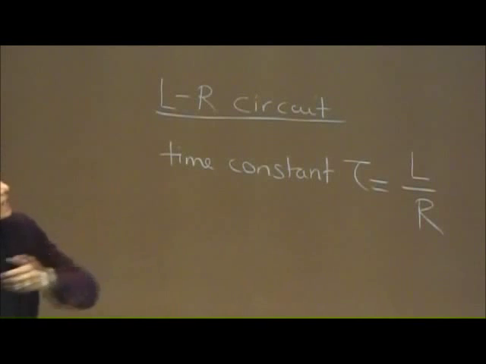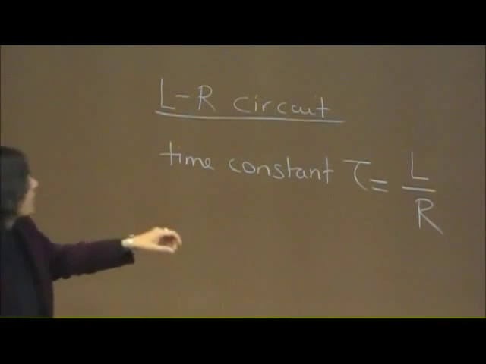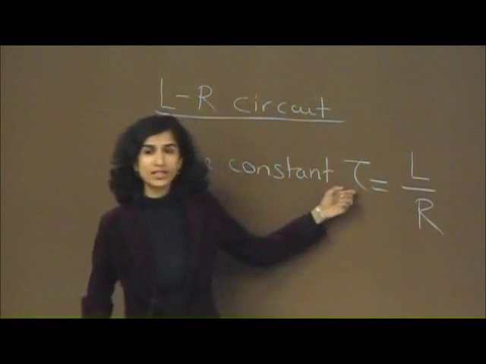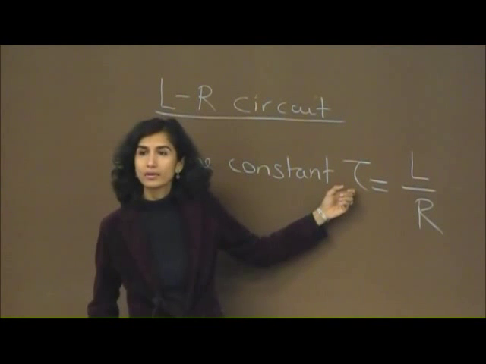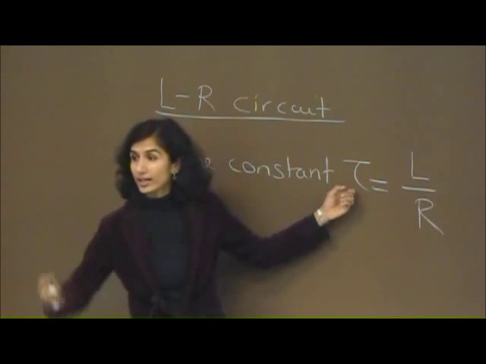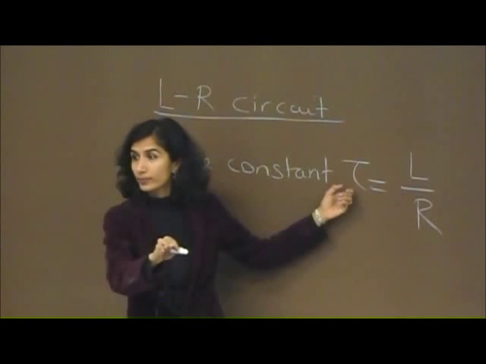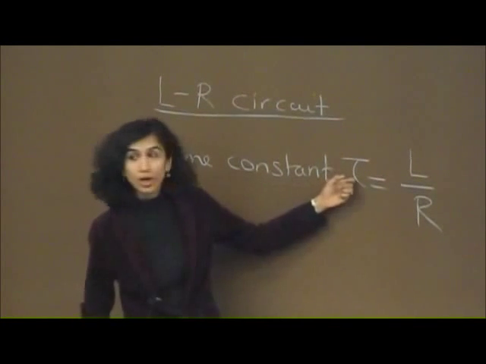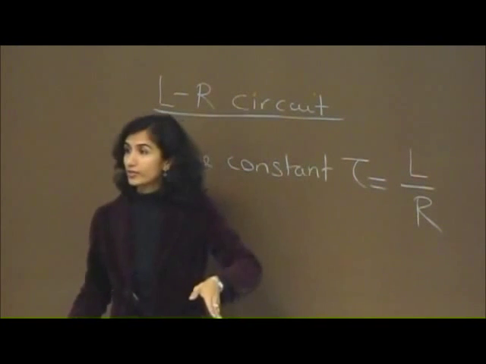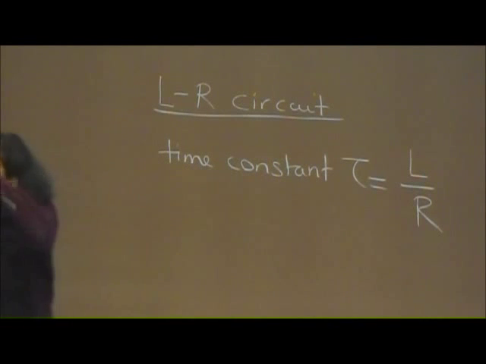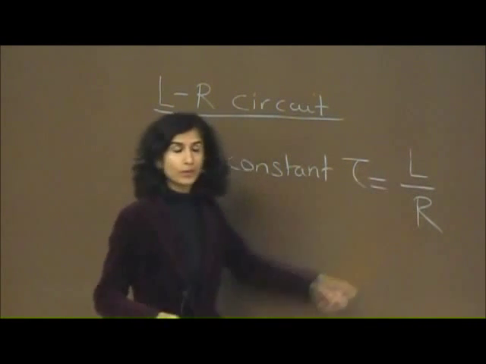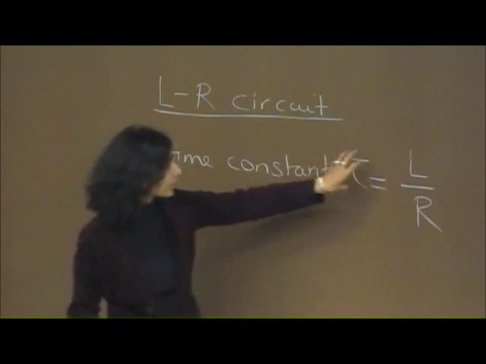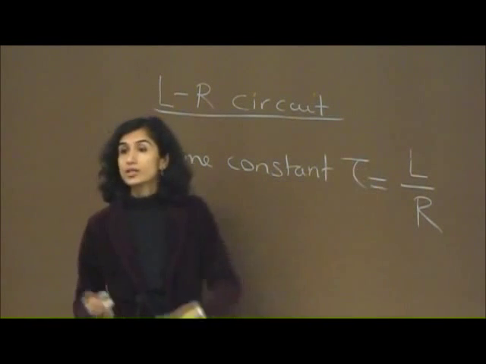So if tau, the time constant, is large, what does that mean? That it takes a long time for the current to fall off, right? On the other hand, if this is small, that means it quickly falls off, or quickly rises. When you are increasing or decreasing it, the changes will be quick if the time constant is small.